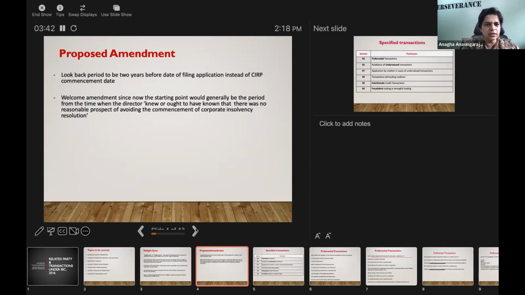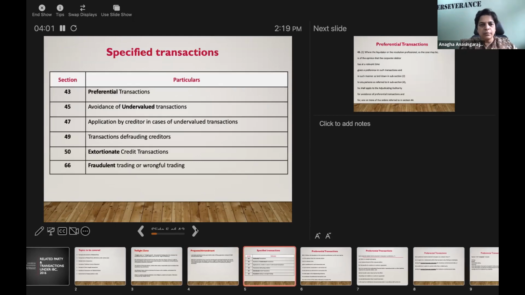Now we discuss this look back period to be 2 years before the date of filing instead of the CIRP commencement date, but this is yet to see the light of the day. It would definitely be a welcome change if it comes, because we will now be able to go 2 years just before maybe the default happened or those dates. So that will be more helpful for us.